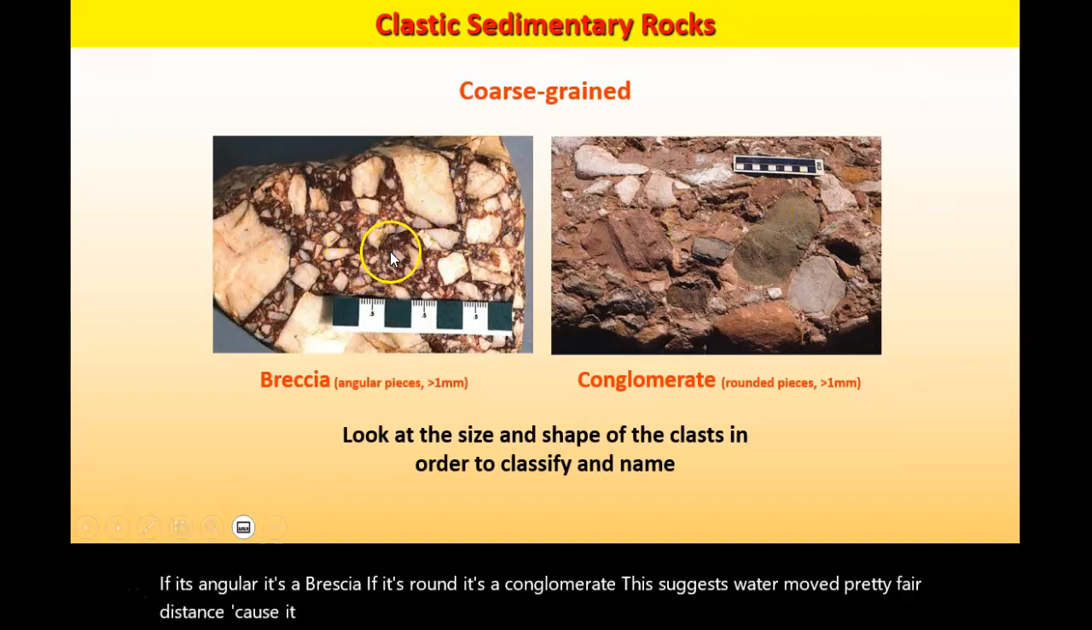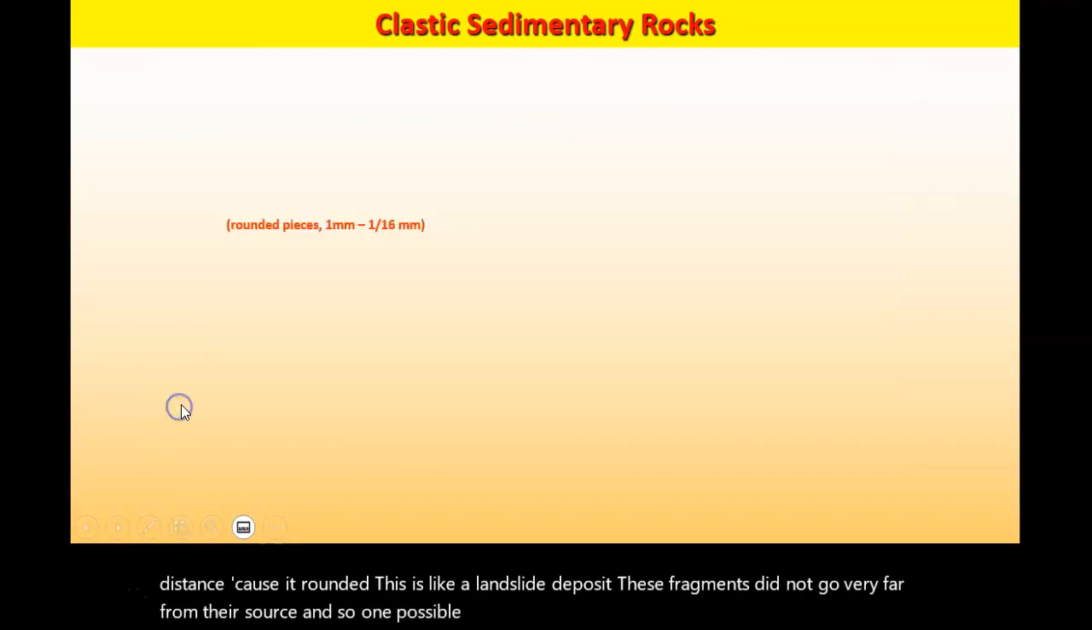This is like a landslide deposit. These fragments did not go very far from their source. And so one possible depositional environment might be a landslide of some kind.